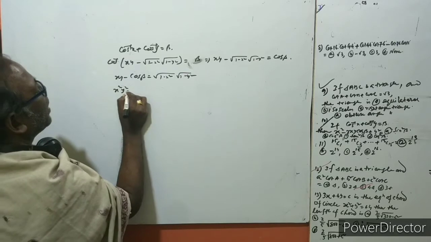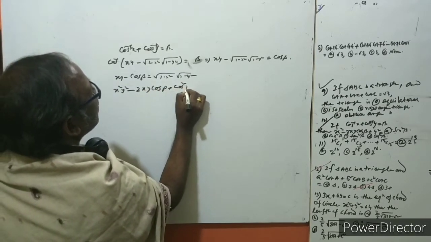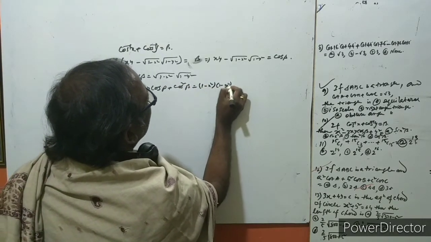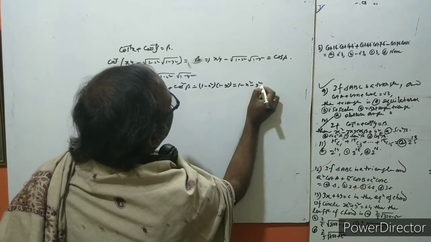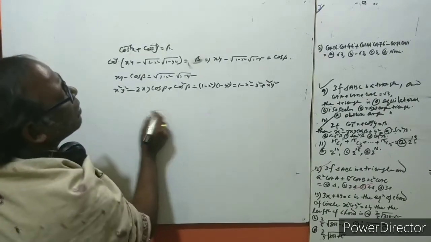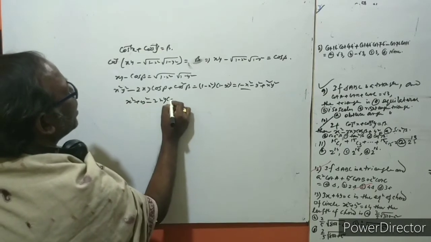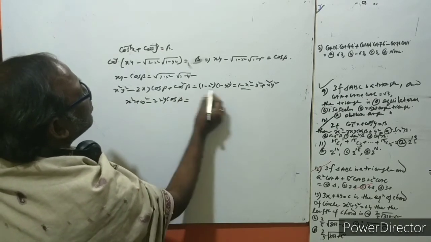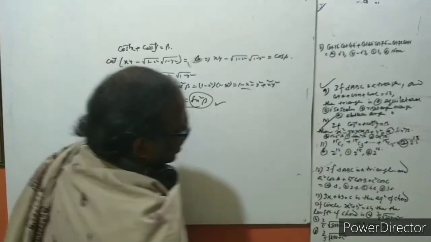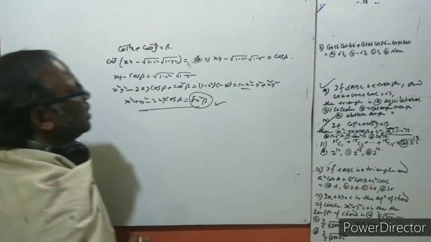Squaring, we get x square y square minus 2xy cos beta plus cos square beta equals (1 minus x square)(1 minus y square). Multiplying this out, the x square y square terms cancel, and taking terms to the left hand side we get x square plus y square minus 2xy cos beta equals 1 minus cos square beta, that is sin square beta. So I think this is option A. This is sin square beta.